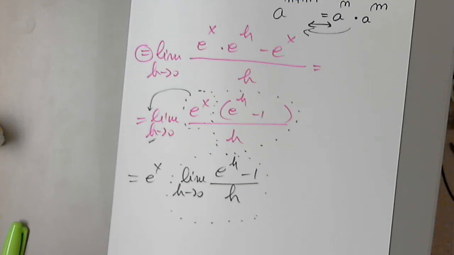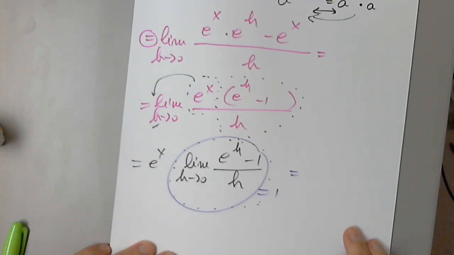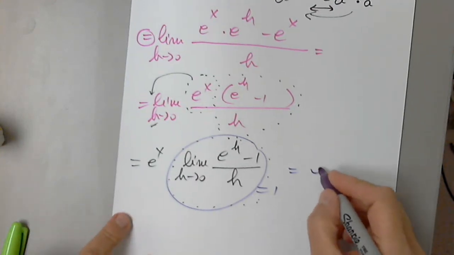I'm going to use 0.000001, and I'm going to use negative 0.0000001. Okay, and I would like you to make a decision. So what is this limit as h approaches 0 from either side of e to the h minus 1 over h? Perfect. Thank you. So if this whole thing is 1, what is the answer? So the answer is e to the x.